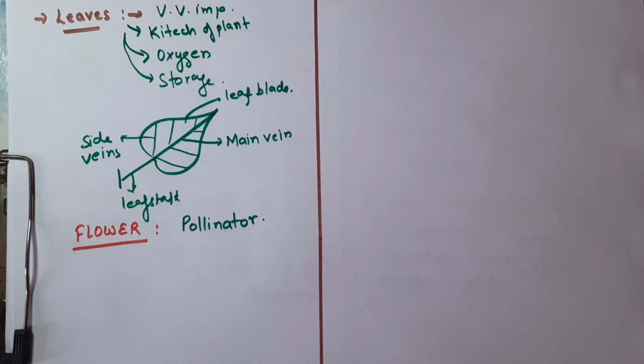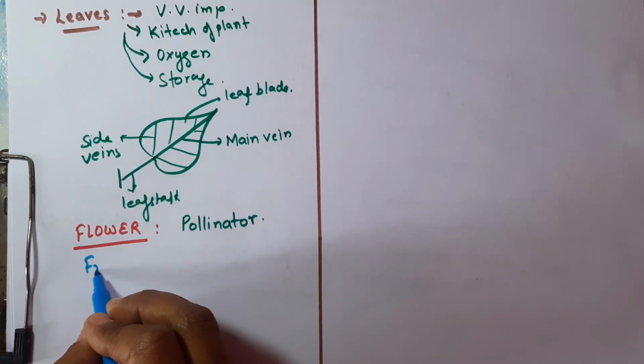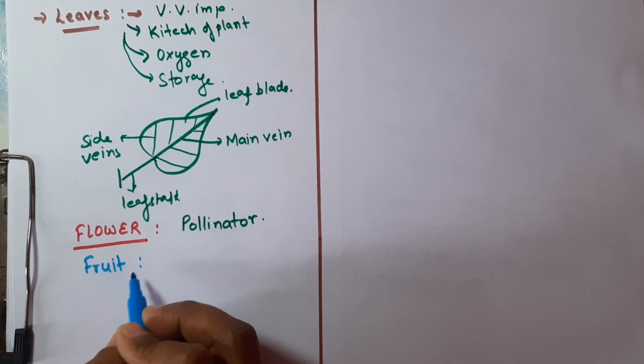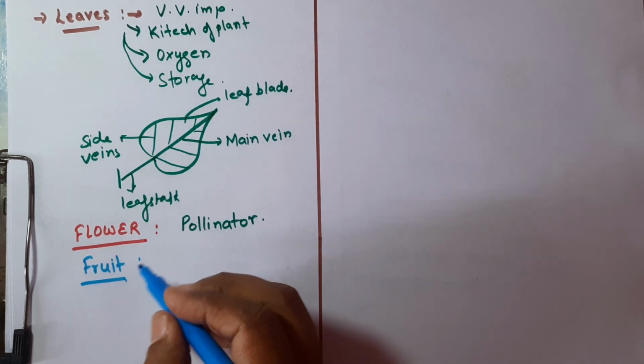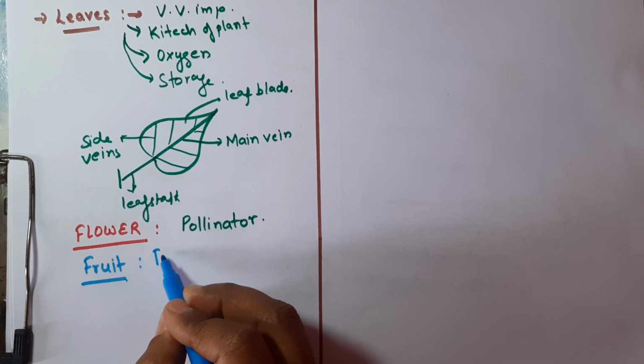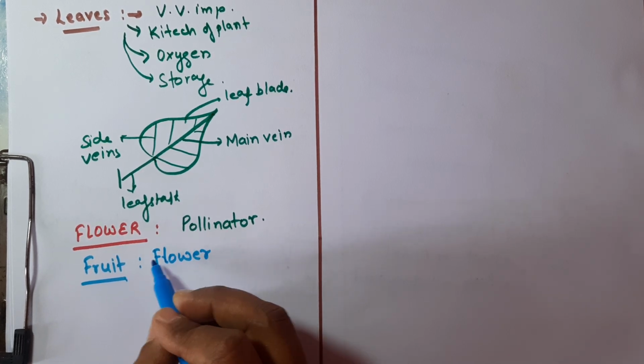So now next is the fruit. We all love fruit, right? So what is your favorite fruit, student? Some will say mango, some will say banana, some will say plum, strawberries, apples. So fruit is formed from where? The fruit is formed from flower.